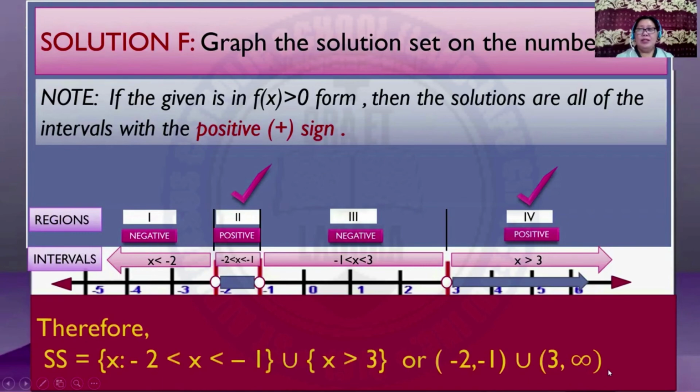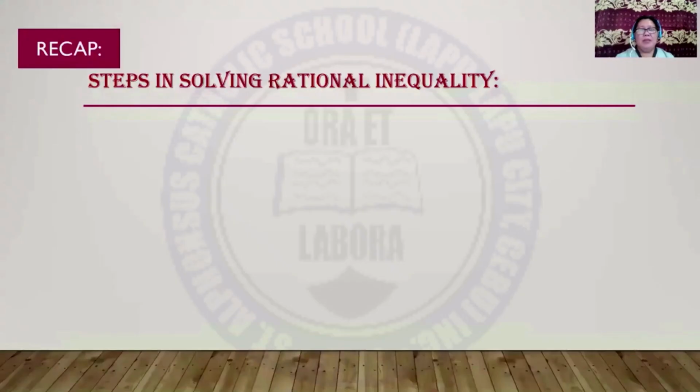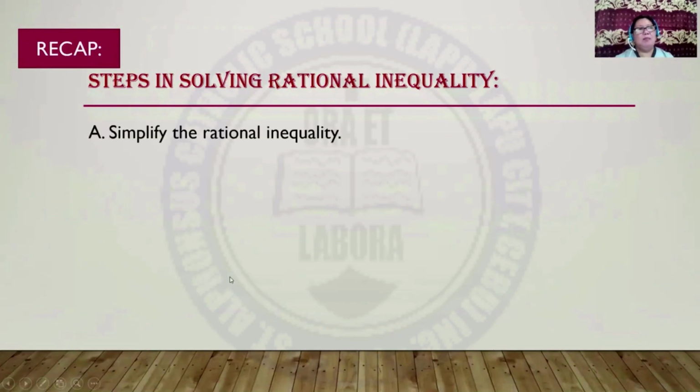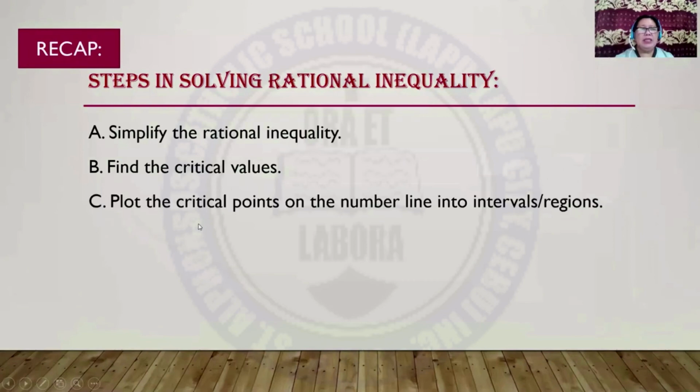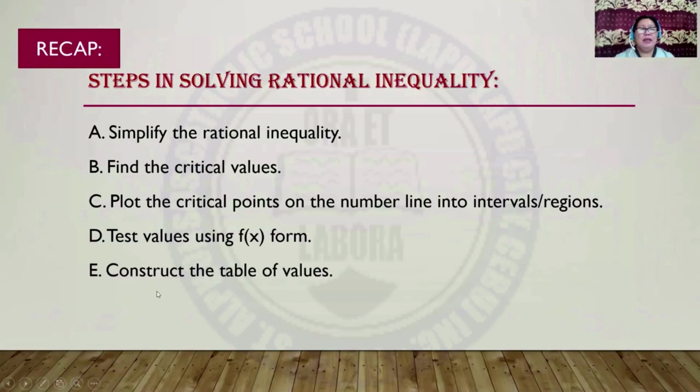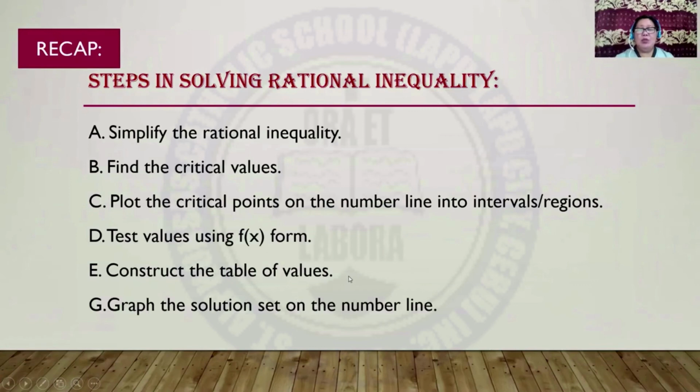Do you have questions? If there is none, then let us recap the steps in solving rational inequality. First, simplify the rational inequality. Second, find the critical values or the critical points. Third one, you have to plot the critical points on the number line into intervals or regions. Then you have to test values using the f of x form. Then construct the table of values. And lastly, you have to graph the solution set on the number line.